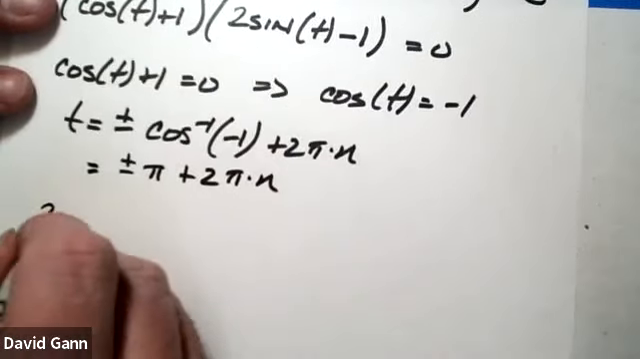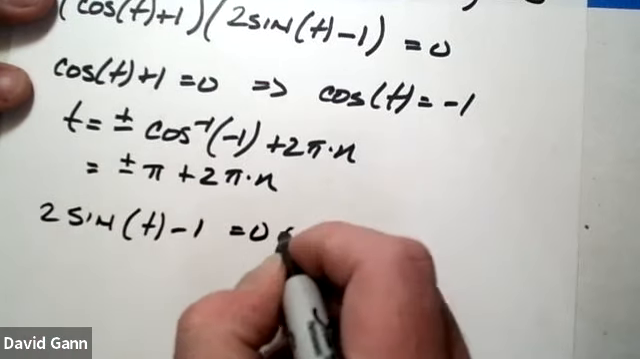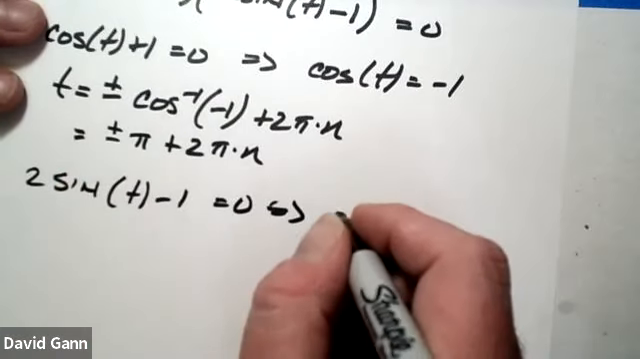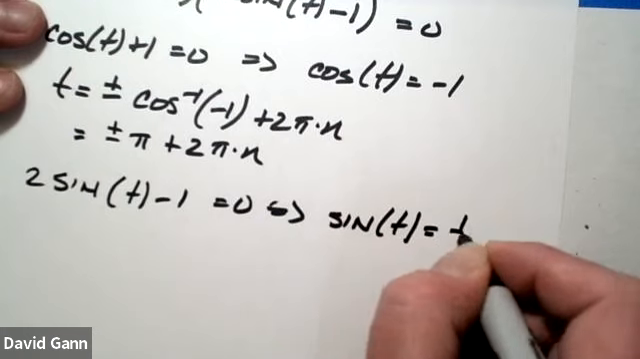The other one, 2 sine of t minus 1 equal to 0, well, that leads to, I'm doing some of the algebra pretty quickly here, so that leads to sine of t equal to 1/2.